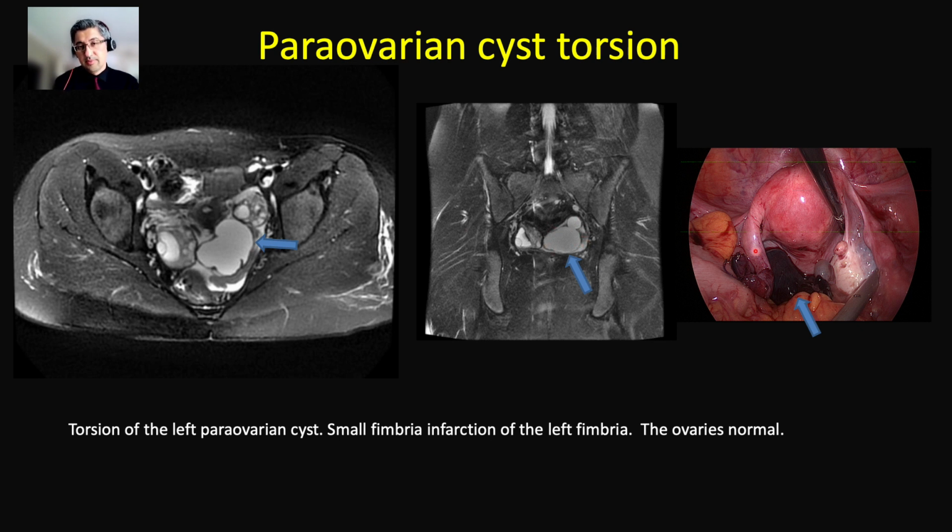And this is how it appears at surgery. It's a hemorrhagic cyst. They were removed. It is usually not possible to make the diagnosis preoperatively, and they are most of the time diagnosed at surgery.